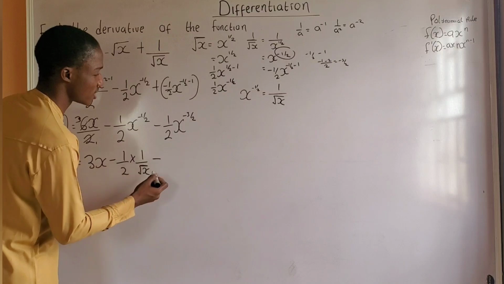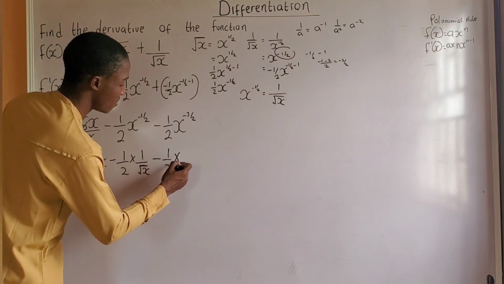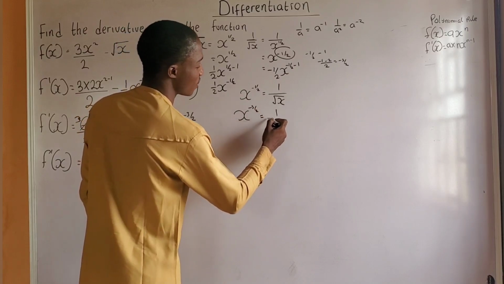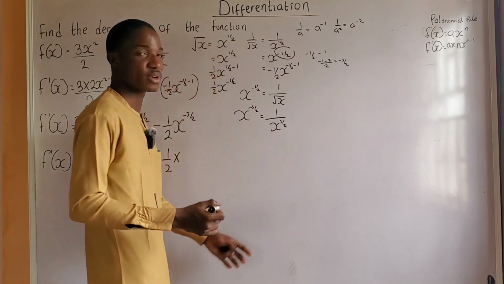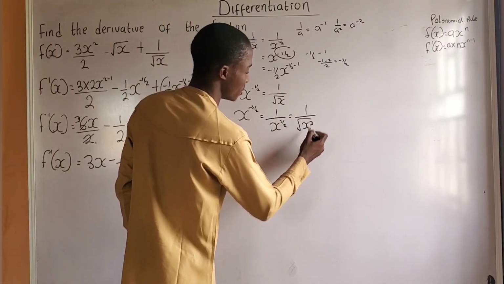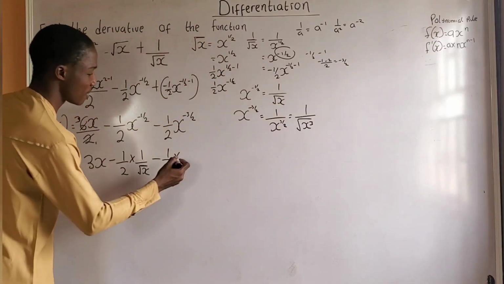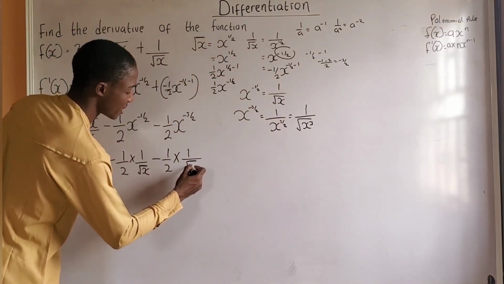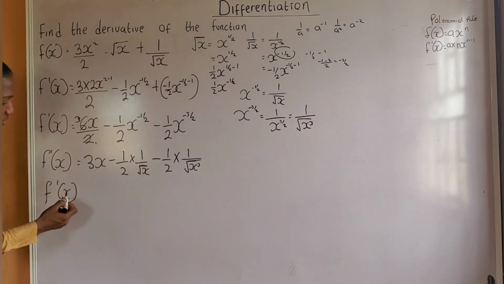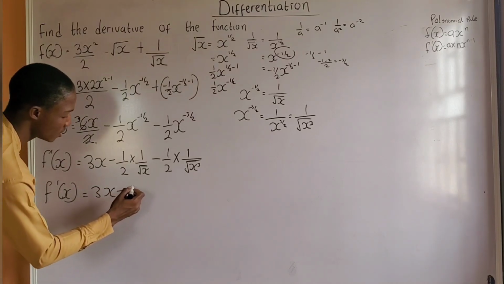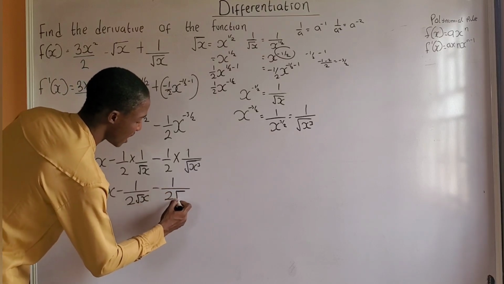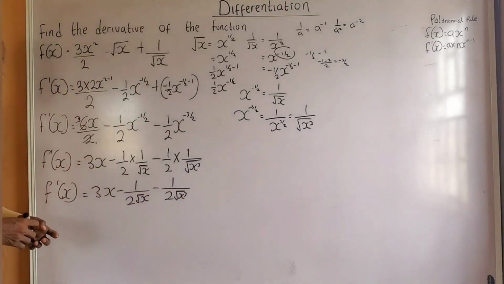Okay, minus, now for this, I'm going to have 1/2 multiplied by x^(−3/2), which will be equal to 1 over x^(3/2). And don't forget that this can be written as 1 over the square root of x raised to the power of 3. Do you understand? So for this, I'm going to have multiplied by 1 over square root of x cubed. Okay? So the derivative of f(x) is equal to 3x − 1/(2√x) − 1/(2(√x)³). Okay, so that is the derivative.